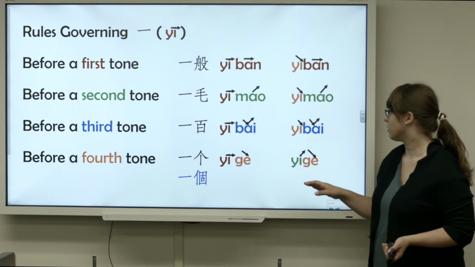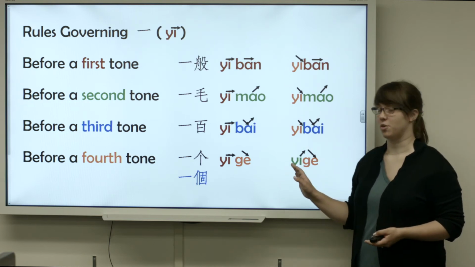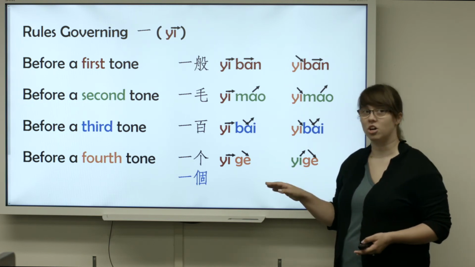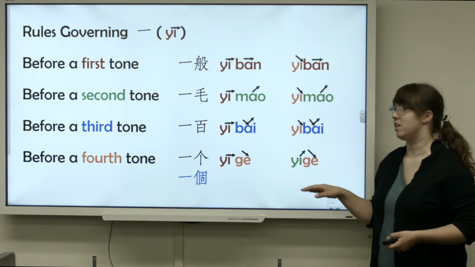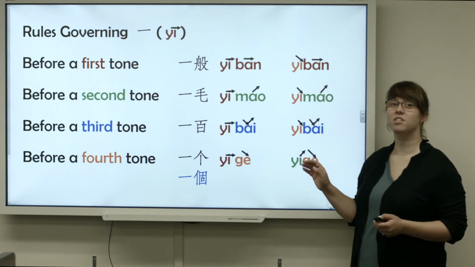And then before a fourth tone, 一 becomes second tone. So like 一个 becomes 一个.